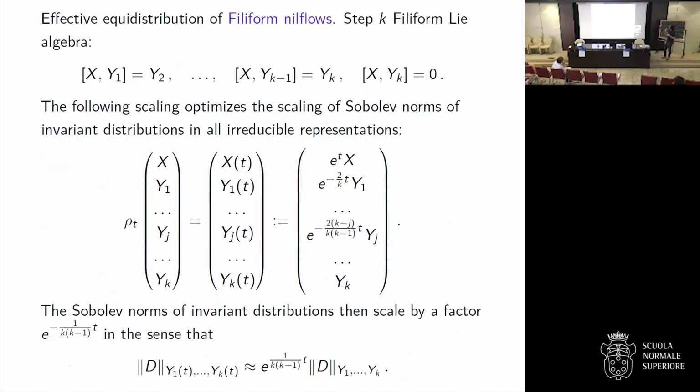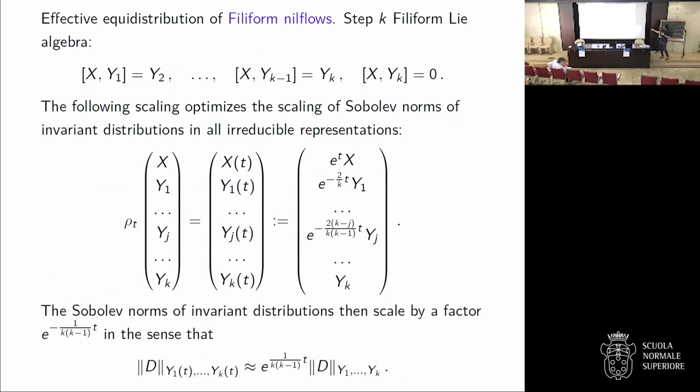So this is the optimal scaling. You ask, what is the optimal scaling? This is the optimal scaling. And it's just a scaling, right? We just take the Lie algebra and scale it. And then we look at the Sobolev norm of the invariant distribution. To do this, of course, we first have to find the invariant distribution in the Fourier representation.